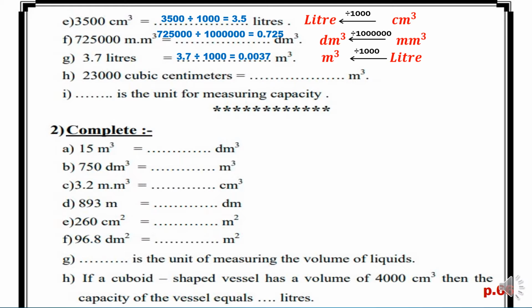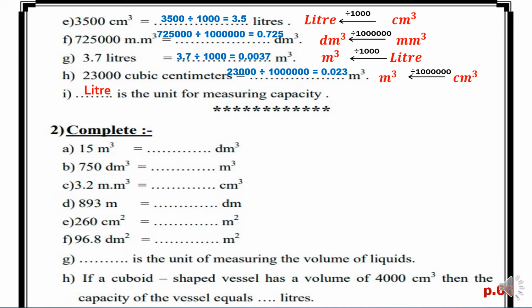Letter H. 23,000 cubic centimeters, which is centimeter cube, it's equal to how many meter cube? To change from centimeter cube to meter cube, I will divide by 1 million. So it will be equal 23,000 divided by 1 million, it's equal to 0.023 meter cube. Letter I, what is the unit for measuring capacity? Liter, it's the unit for measuring the capacity.